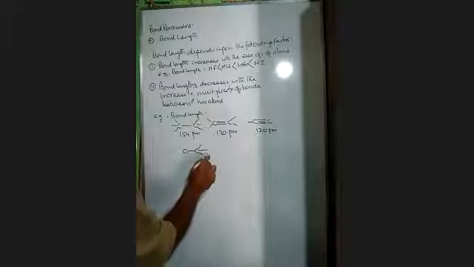Now you can ask me, sir, where from you have taken? No problem. All these molecules you have studied in school. From which molecule have we measured it? You can measure the bond lengths with the help of an X-ray machine. See here. Example is ethane.